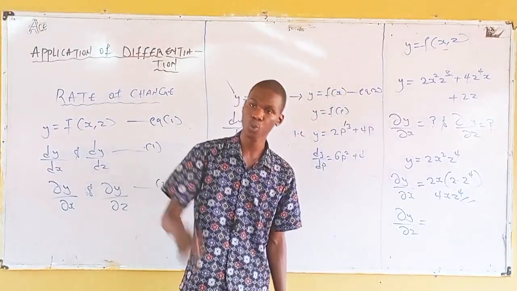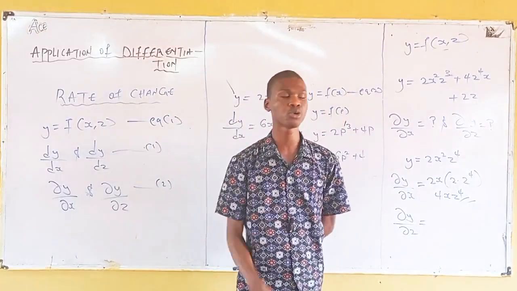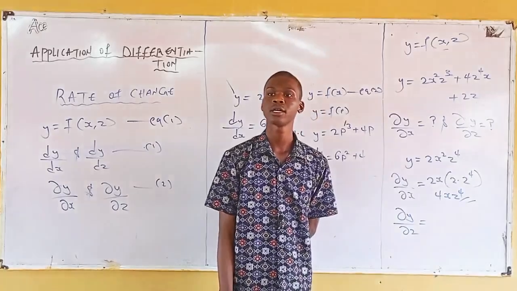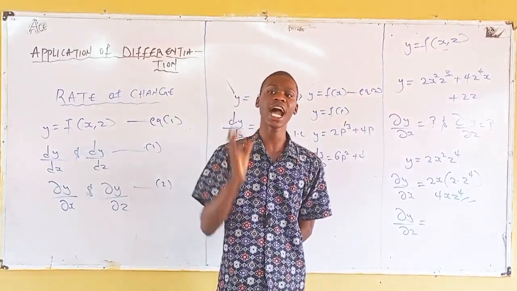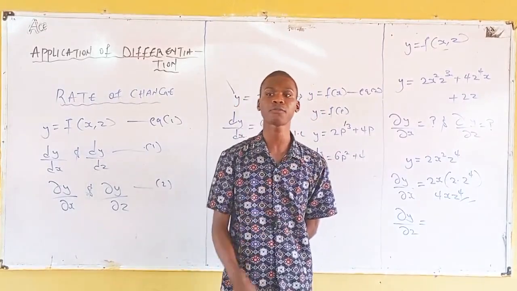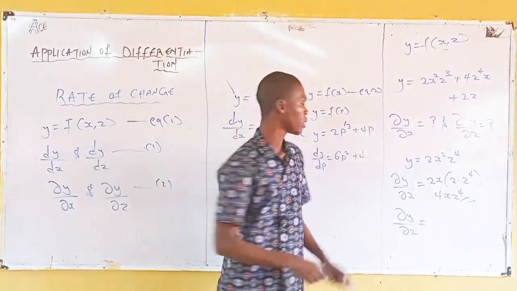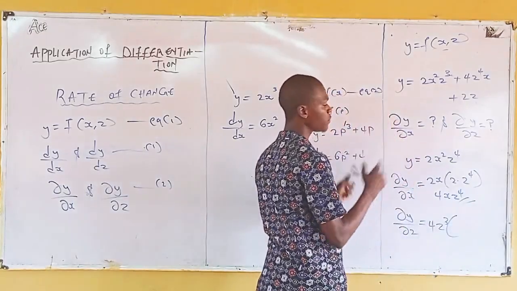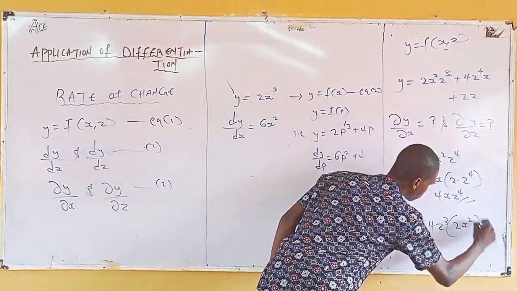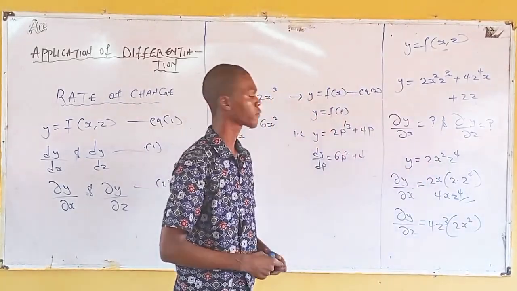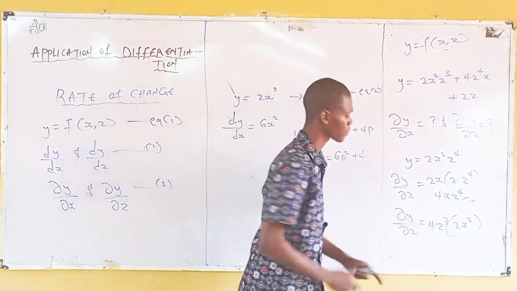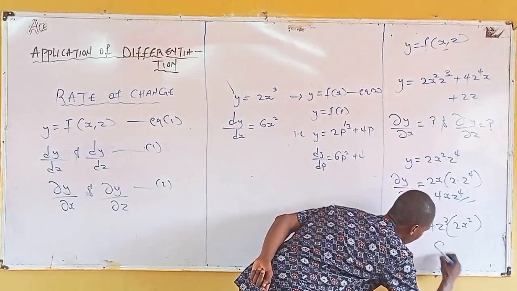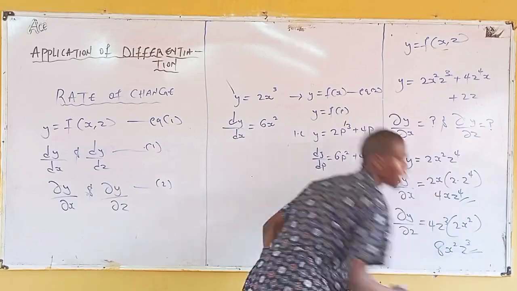Now I want to differentiate y with respect to z. Your first task should be to identify the z function. Where is the z function here? z raised to power 4. Using the idea of normal differentiation, differentiate z raised to power 4. What do you have? 4z cube, meaning 4z cube all into brackets. Repeat what you have here, 2x squared. Now distribute, multiply. What do you have? 8x squared z cube, and that's it.